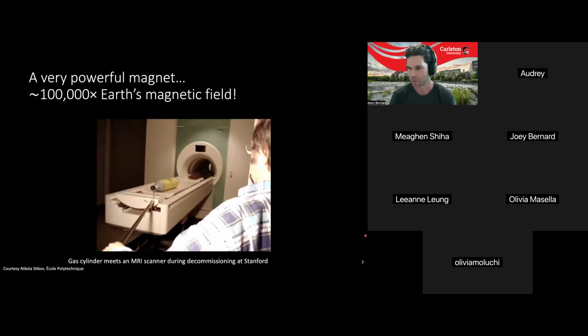So to give you a sense for the kind of magnitude of the magnetic fields that we're dealing with, some scientists at Stanford were decommissioning their MRI scanner, and they decided to put an empty gas cylinder into the bore of the MRI scanner right before they shut it down to just show the sort of forces that we're dealing with in such a strong magnetic field. So I'll just play this video.